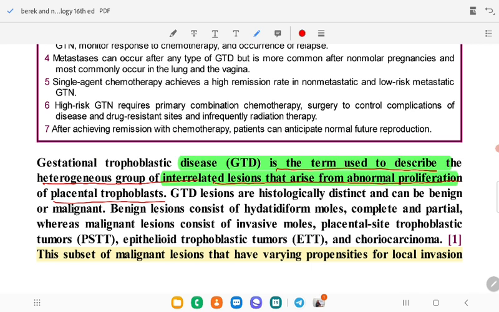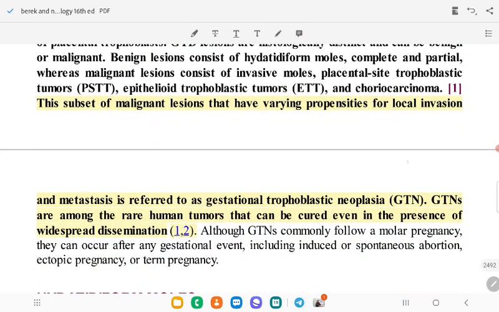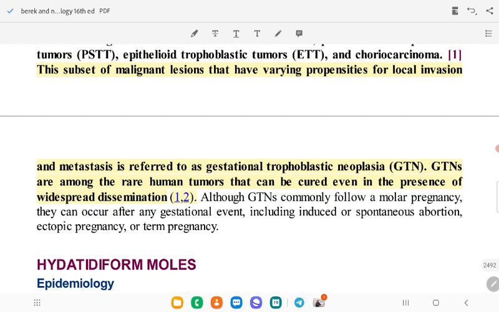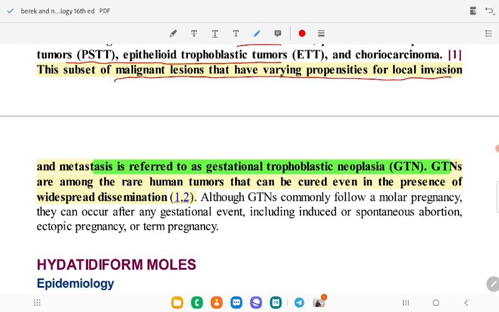If it is a benign lesion, it can be a hydatidiform mole, either partial or complete, whereas the malignant lesions consist of invasive mole, placental site trophoblastic tumor, epithelioid trophoblastic tumor, and choriocarcinoma. This subset of malignant lesions that have a propensity for local invasion and can lead to metastasis is called gestational trophoblastic neoplasia.